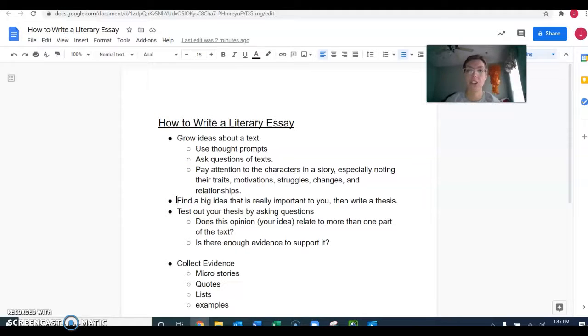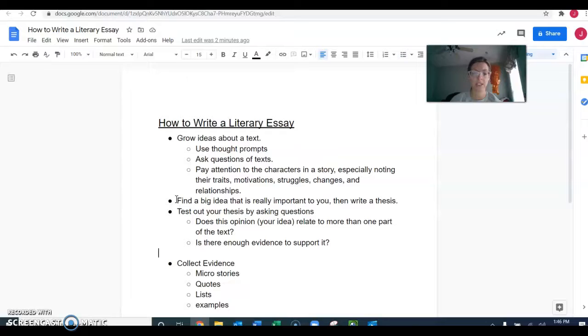So I'm thinking Dog is a good friend to Fox. And now I want to test that thesis out. So I thought about, does the text show multiple or many examples of Dog being a good friend to Fox? I think so. And is there enough evidence to support that? I think so. So I'm going to have that conversation or write out that evidence.